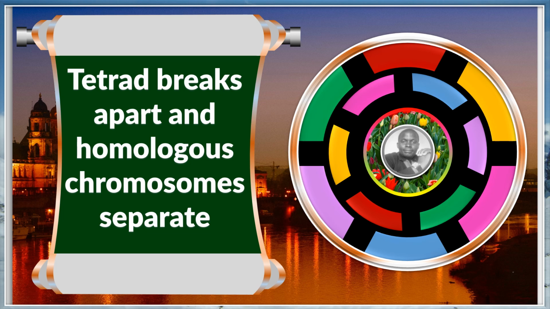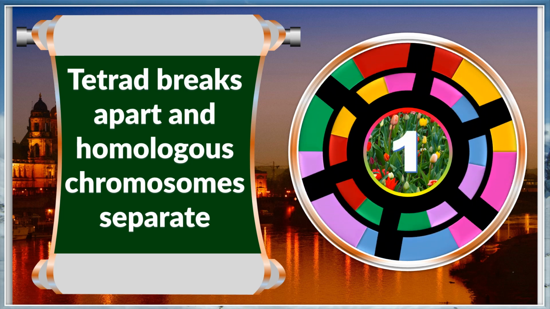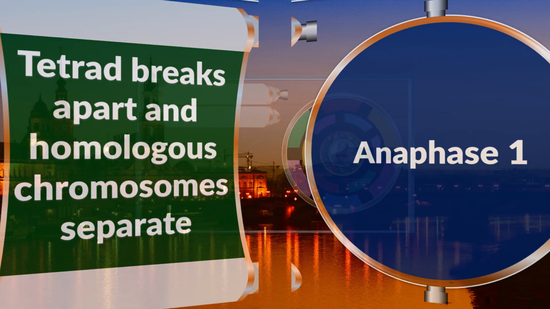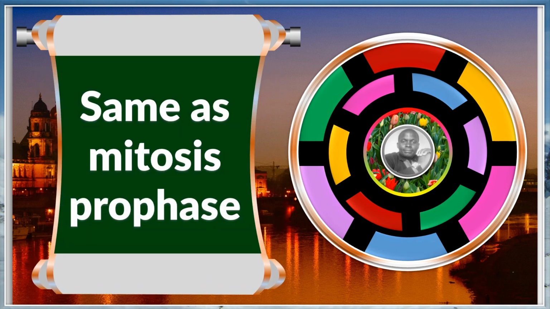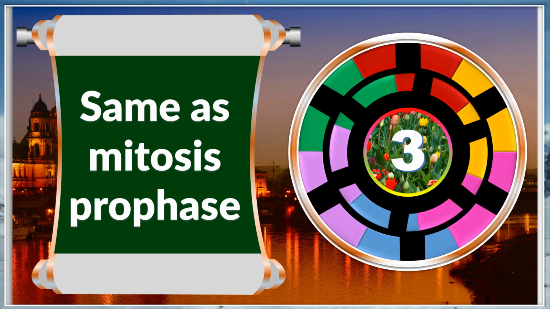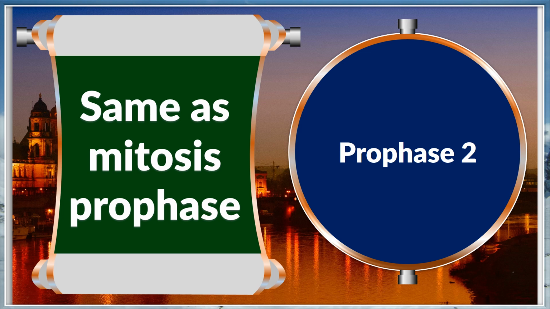Tetrad breaks apart and homologous chromosomes separate. Anaphase 1. Same as mitosis, prophase. Prophase 2.